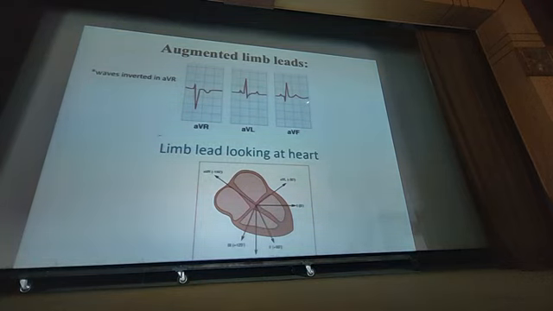As for AVL, it is exactly opposite to the direction of septal depolarization. You can see there is no Q wave. AVL is exactly opposite to the septal depolarization.